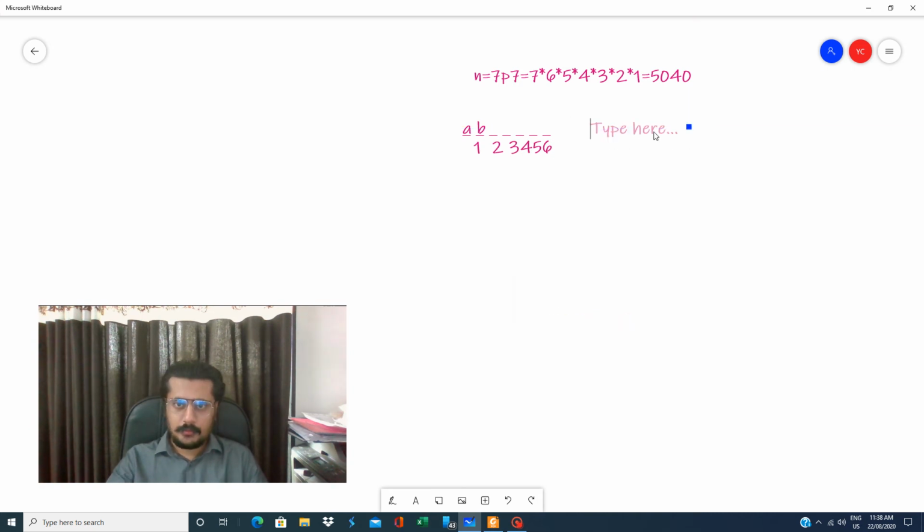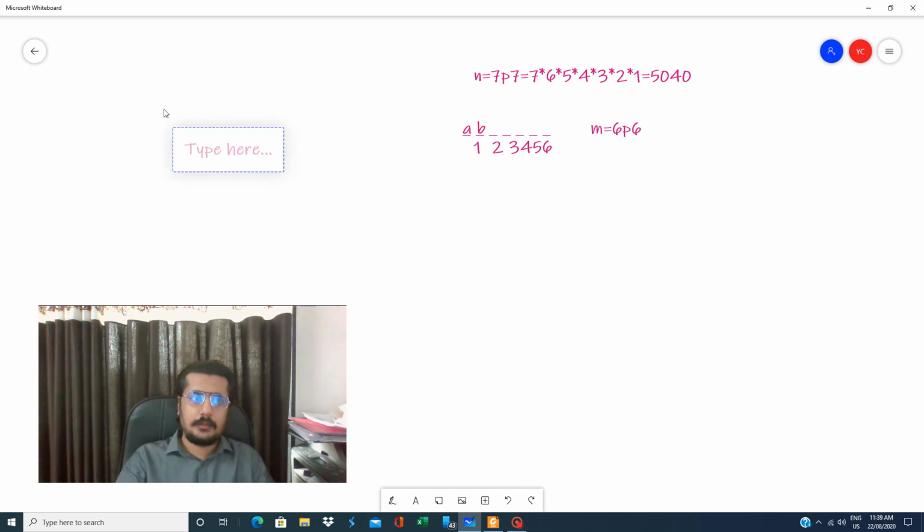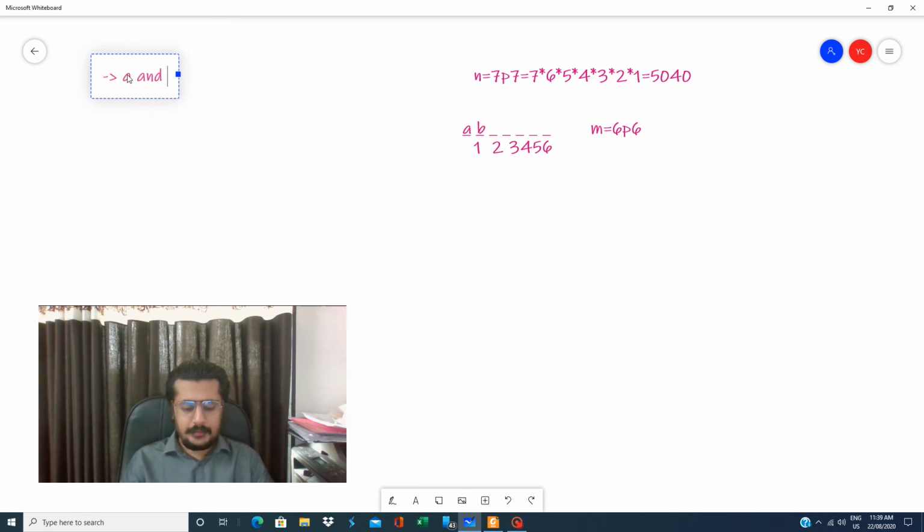So your number of arrangements is 6P6. Now, in the previous two questions, you multiplied by 2P2. But here you will not multiply by 2P2. Why, sir? Because here they have not told you that A and B should be together. See, the question is different. They have not told you that A and B should be together.